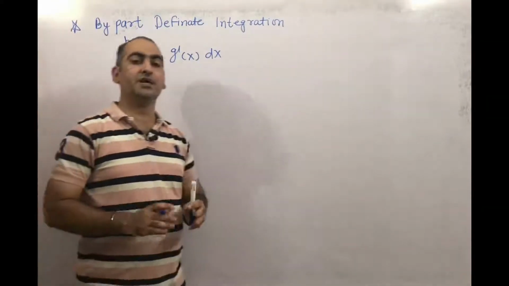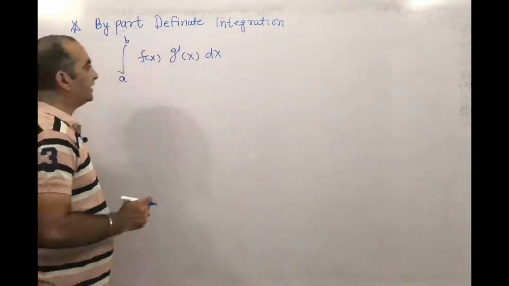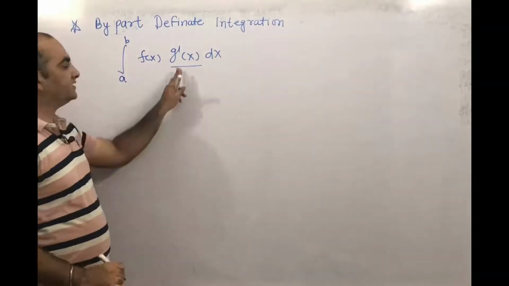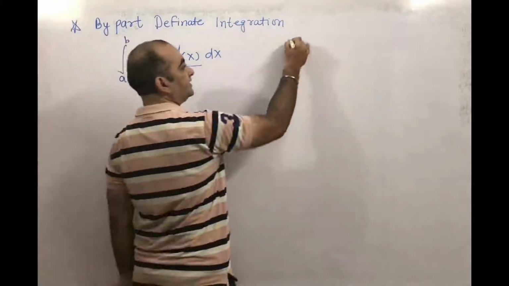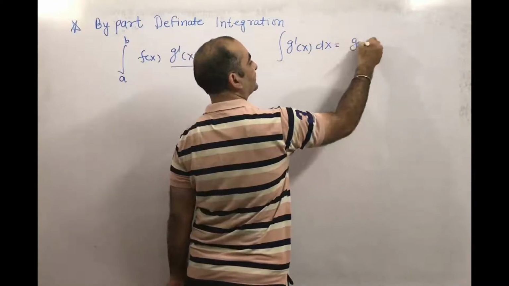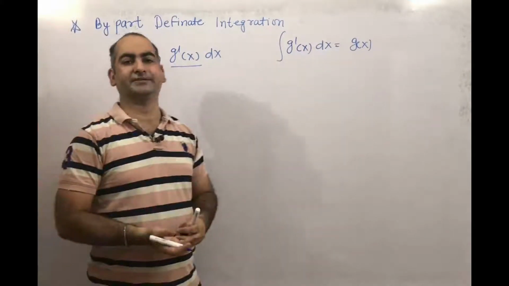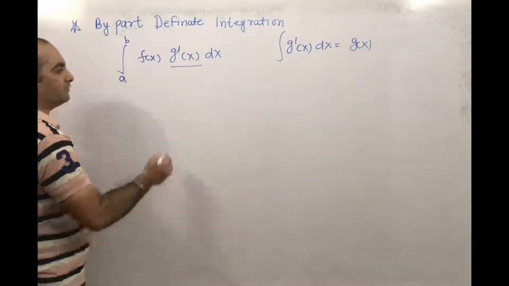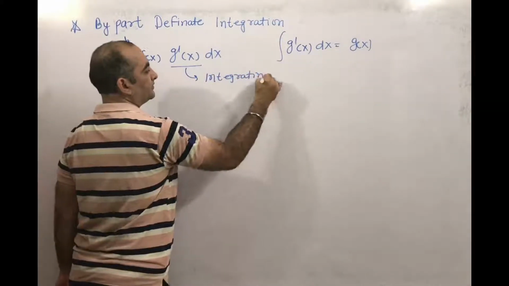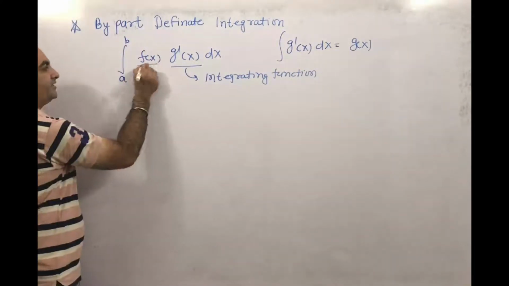So here the first thing is that we have to apply the ILATE rule and find out the integrating function. If you apply ILATE, g'(x) we will take as the integrating function, because the integration of g'(x) with respect to x is g(x). Or we can say that g'(x) is the differentiation of g(x). So here this one we will take as the integrating function, and f(x) we will take as the differentiating function.